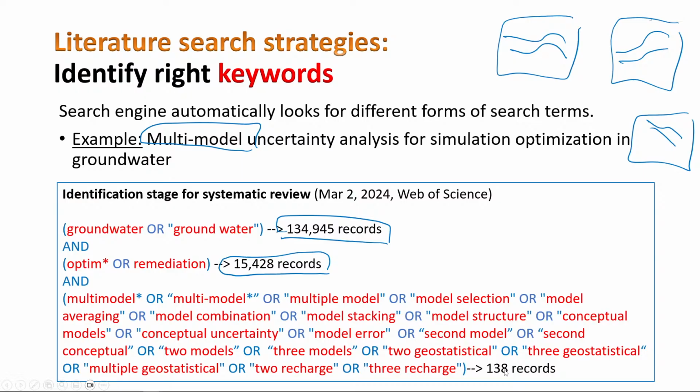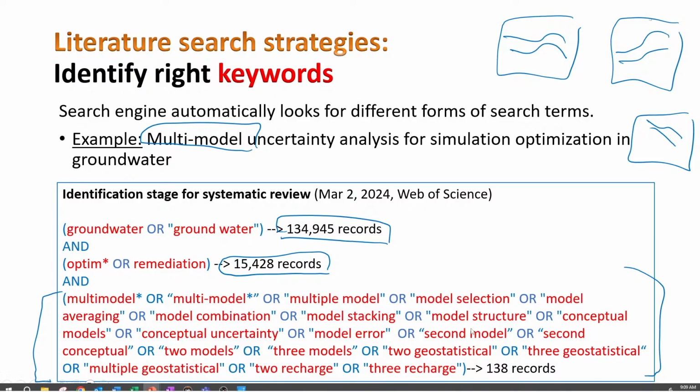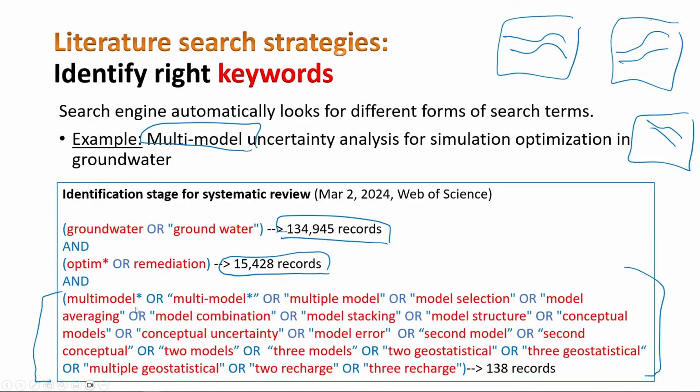I just want to show you how sometimes you need to be very accurate in order to find as many records as you can that are relevant for what you are doing. So let's see how to do this. That's just an example, but let's see how to do it.